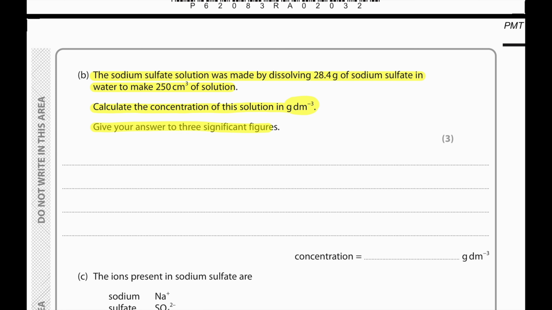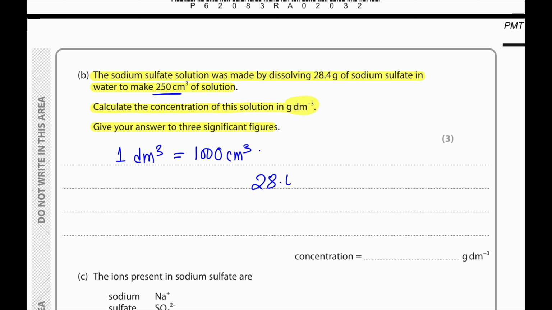Give your answer to 3 significant figures. 1 dm cube refers to 1000 cm cube. Since the solution is made of 250 cm cube, to get the 250 cm cube to 1 dm cube, we'll have to multiply it by 4.